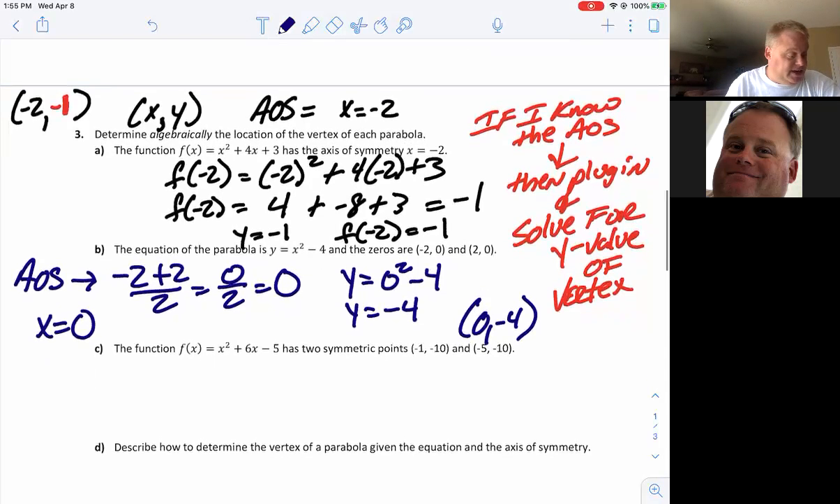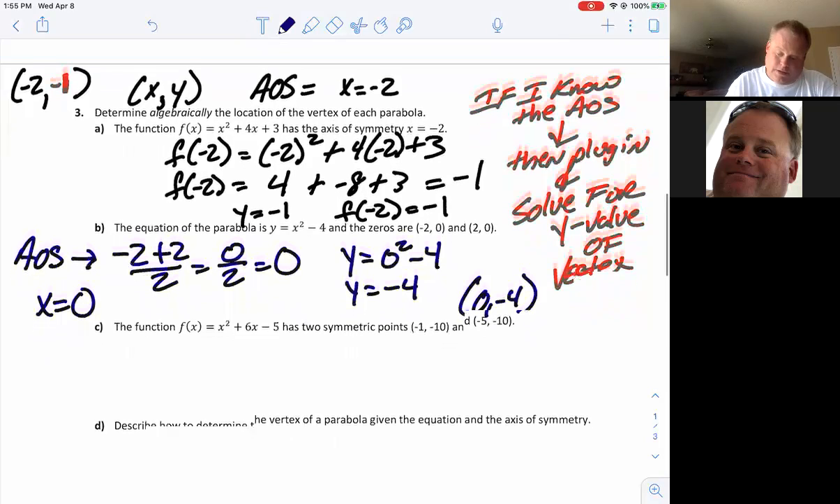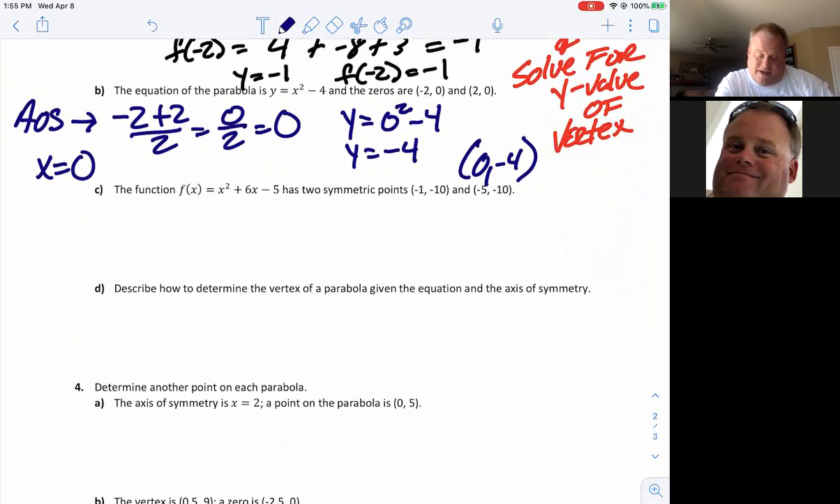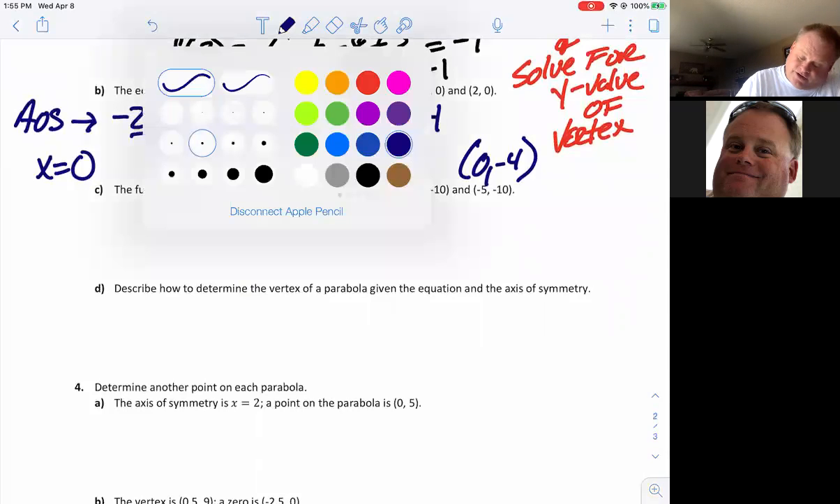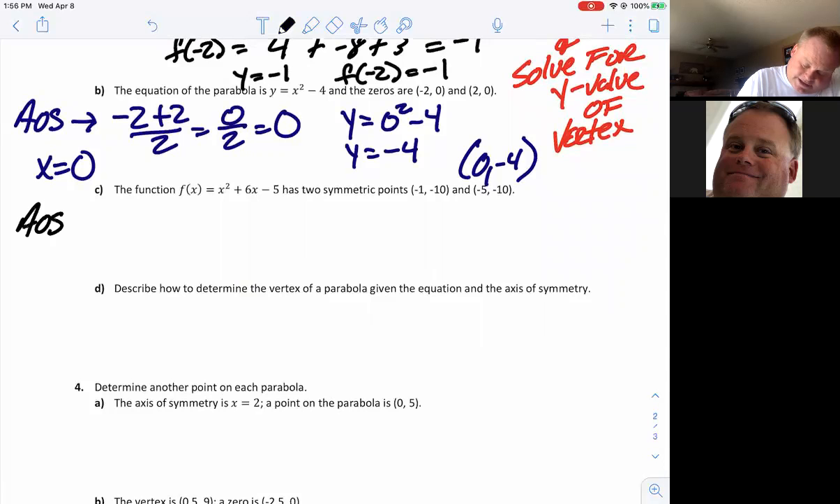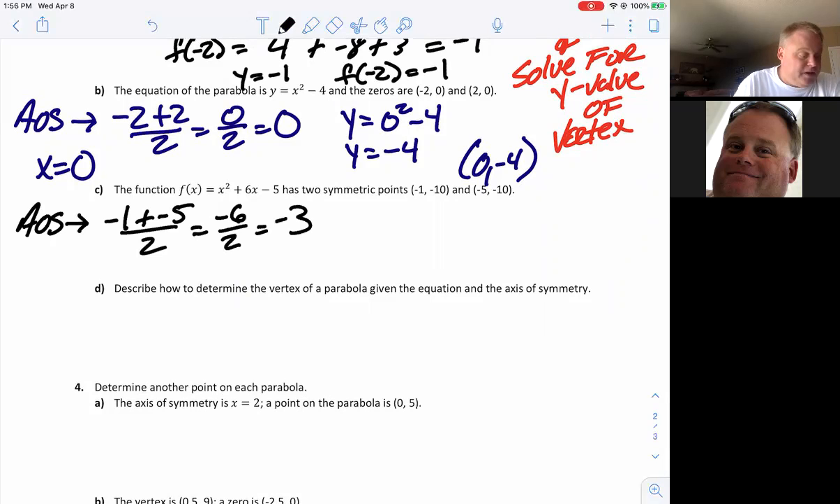All right, let's look at C. The function f of x equals x squared plus 6x minus 5, and it has two symmetric points at (-1, -10) and (-5, -10). Doing the same idea we just did in B, find the axis of symmetry. So my axis of symmetry is going to find the average of the 2 points. So negative 1 plus negative 5 divided by 2. So negative 6 divided by 2, or negative 3. So I know my axis of symmetry is x equals negative 3.